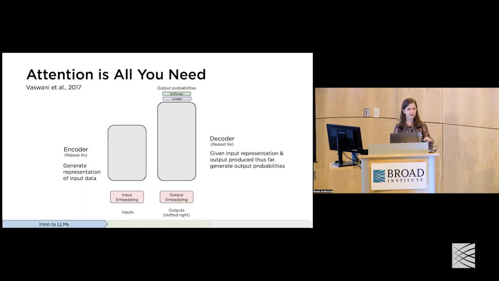And the encoder here is bidirectional. What we mean by that is that both the left and the right context of a word can influence that word's representation. Now, given this continuous representation of the input data, the goal of the decoder is to generate an output sequence of symbols, one element at a time.